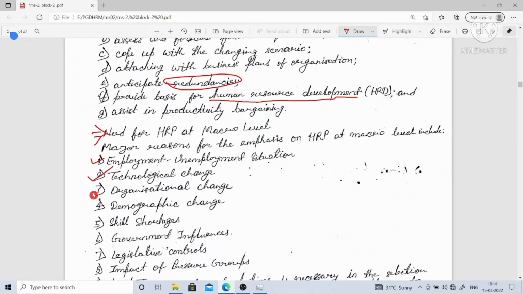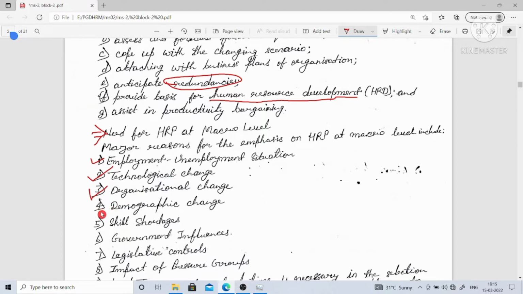Organizational change. Organizations change due to changes in the specific environment of the organization, or changes in the industry of the organization. So due to change in the organization, the employees required will also change. If the number of employees is going to change, then human resource people should plan for the present and for the future.